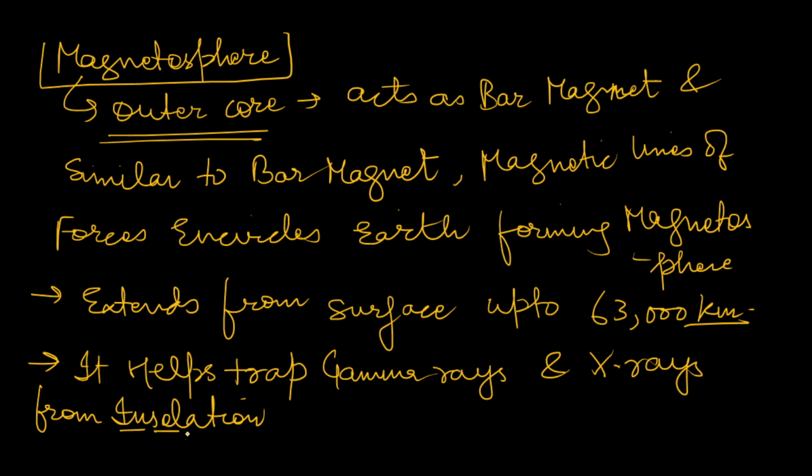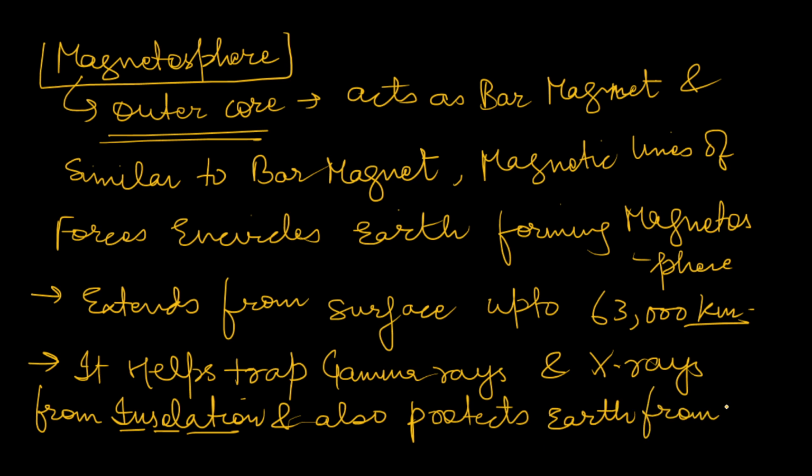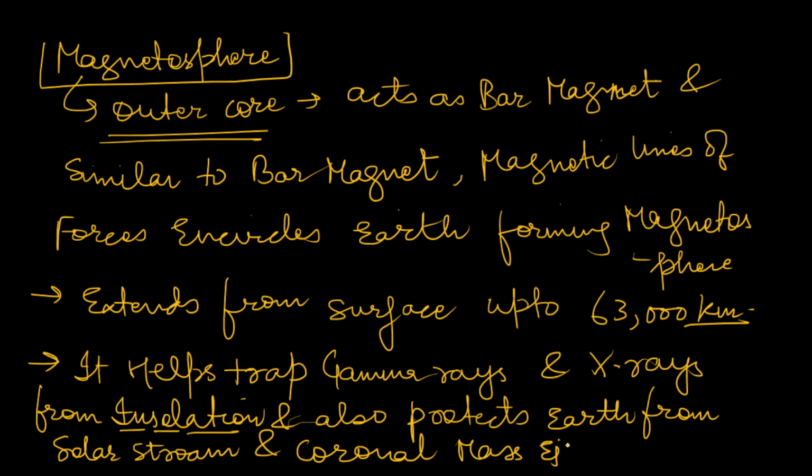It also protects Earth from solar storms and coronal mass ejections. So which layer protects Earth from solar storms and coronal mass ejections? It is the magnetosphere. So I hope you understand it.